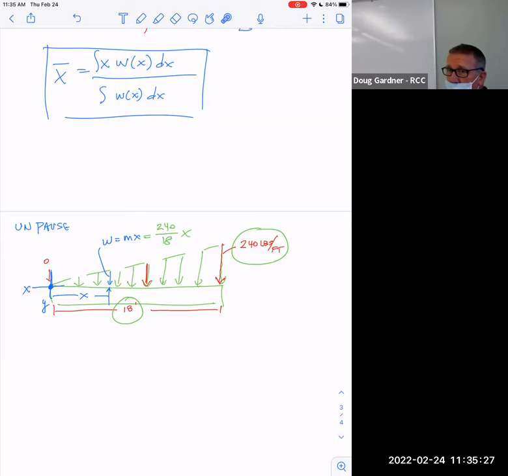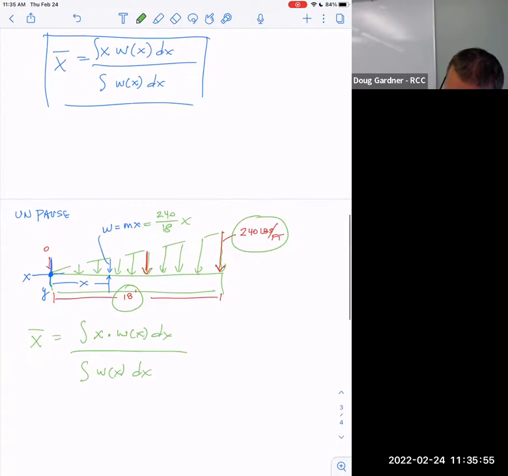So this is working. This tells me the weight anytime I want. And so I have this formula for the weight. Okay, cool. So can't I find x bar then? X bar, we said, is the sum of x times the weight as a function of x, and this is just the sum of weight times x. So let's work that out. So for us, that means integral of x times 240 over 18x. You cool with that?